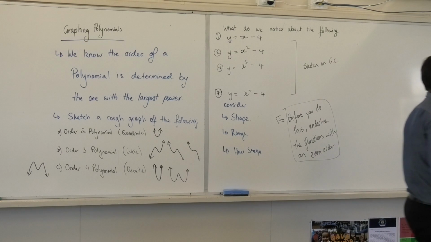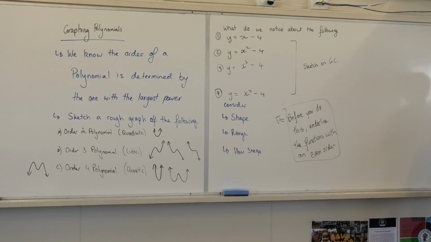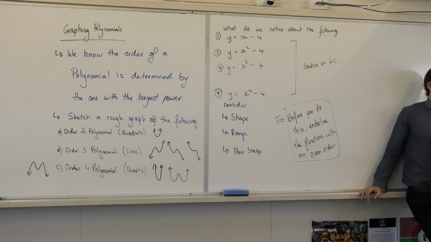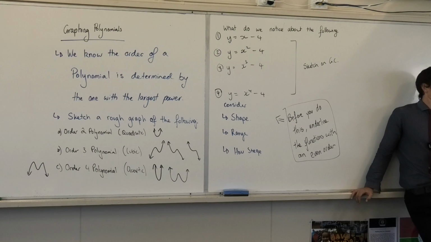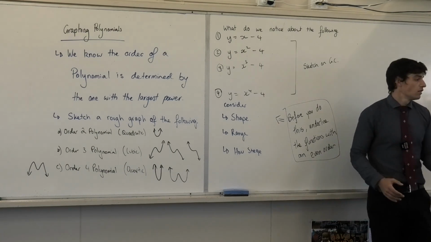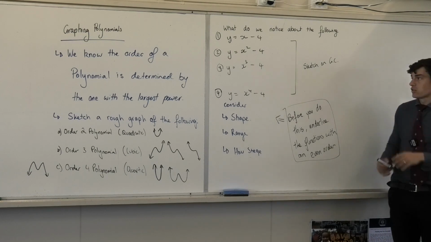X squared minus 4, what do we notice about that graph? Can it be anything? Is its range anything? Some say yes, some say no. It could be higher than the turning point. Higher than the turning point. Where is the turning point? Negative 4. So the lowest value this function could possibly equal is -4. Interesting.